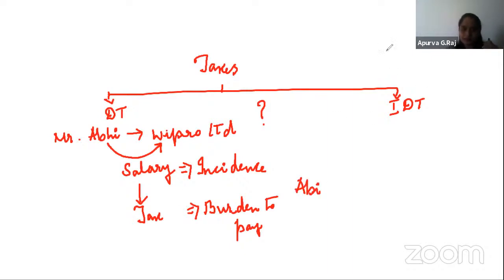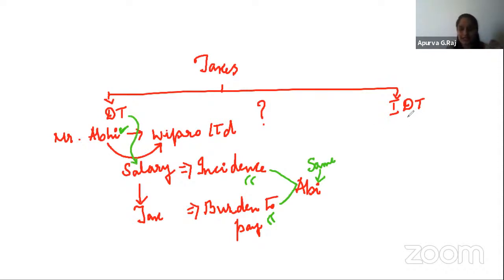When the incidence to pay a tax and the burden to pay a tax are on the same person, who in our case is Abhi, then it is called a direct tax. The incidence to pay a tax cannot be shifted to another person in case of direct taxes. These direct taxes are levied on the income of the person. Hope you understood this point.